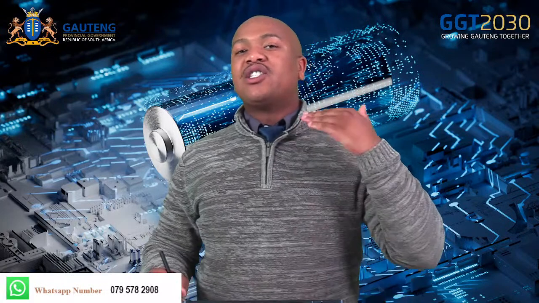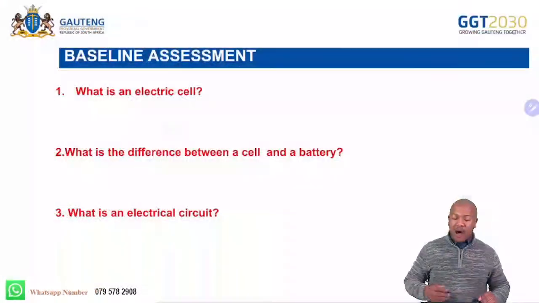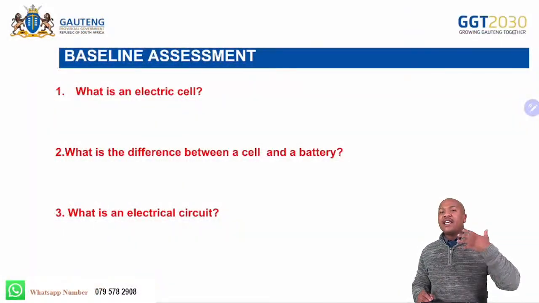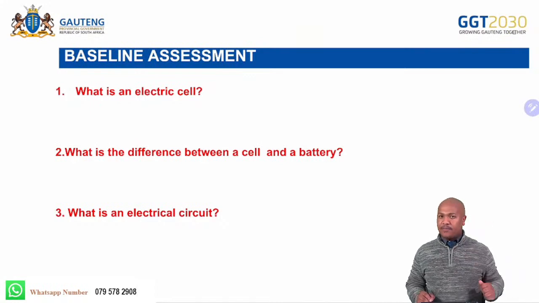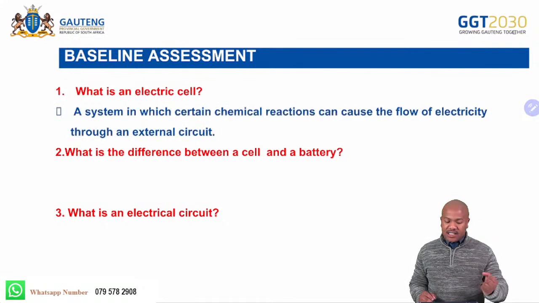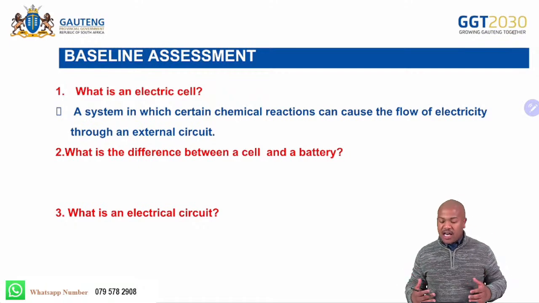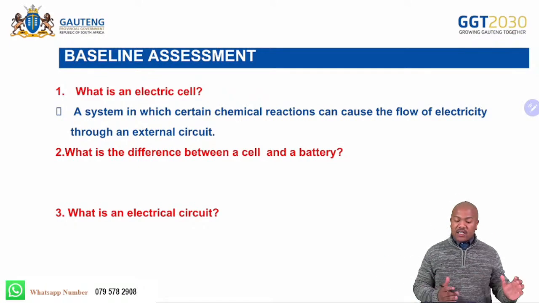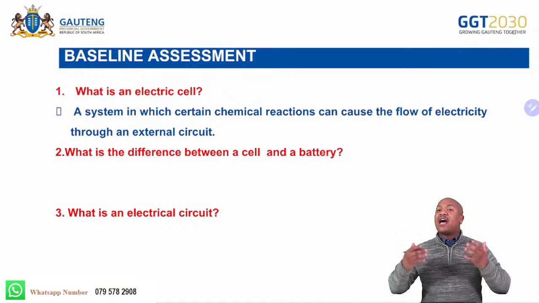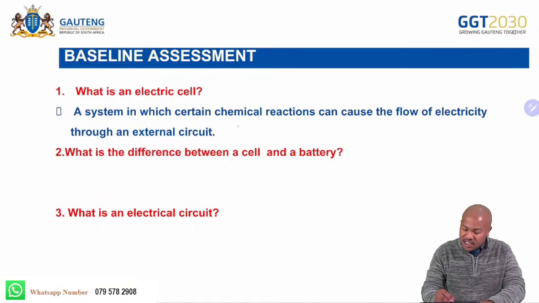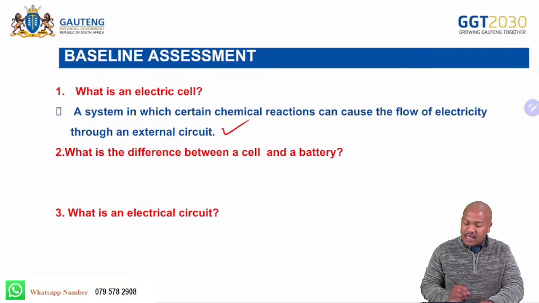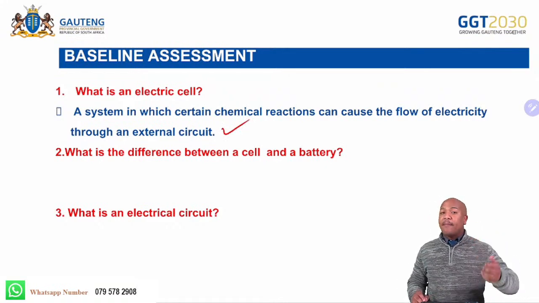So now, let's look at the solutions. Number 1, it says, what is an electric cell? So now, what is an electric cell? Were you able to answer that? And we define an electric cell as a system in which certain reactions can cause the flow of electricity through an external circuit, right? That is what an electric cell is. Then you give yourself a mark.